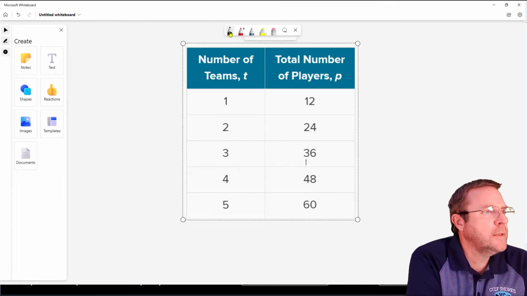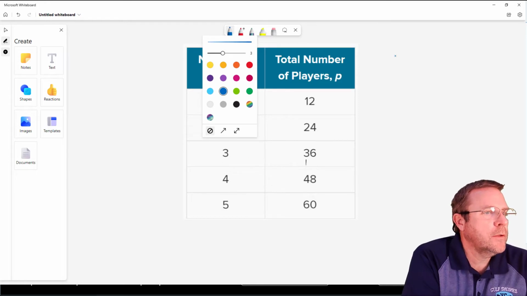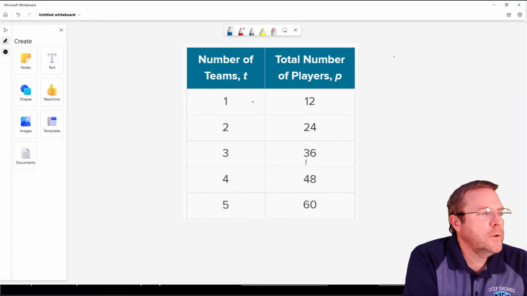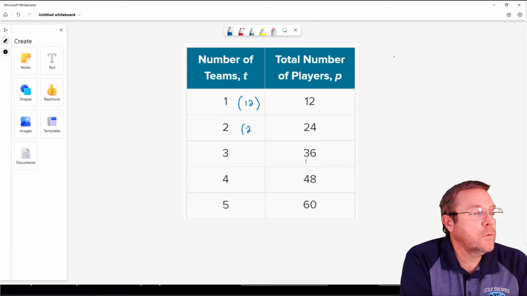What do I multiply my T value by in order to get it to equal my P value? Well, 1 times what is going to be 12? That's going to be 12. 2 times what is going to be 24? That's going to be 12 again.